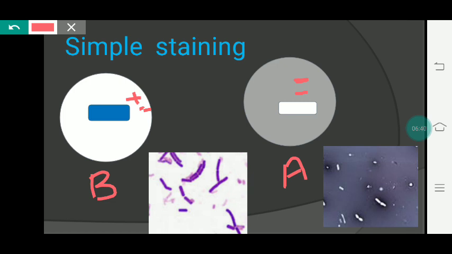So you get the difference between monochrome staining and negative staining. Simple. The bacterial cell wall is acidic in nature, so it has a negative charge on the surface. In monochrome staining we use basic dyes, and in negative staining we use acidic dye. So in monochrome staining it stains the bacteria, and in negative staining it stains the background, whereas the bacteria remain colorless.